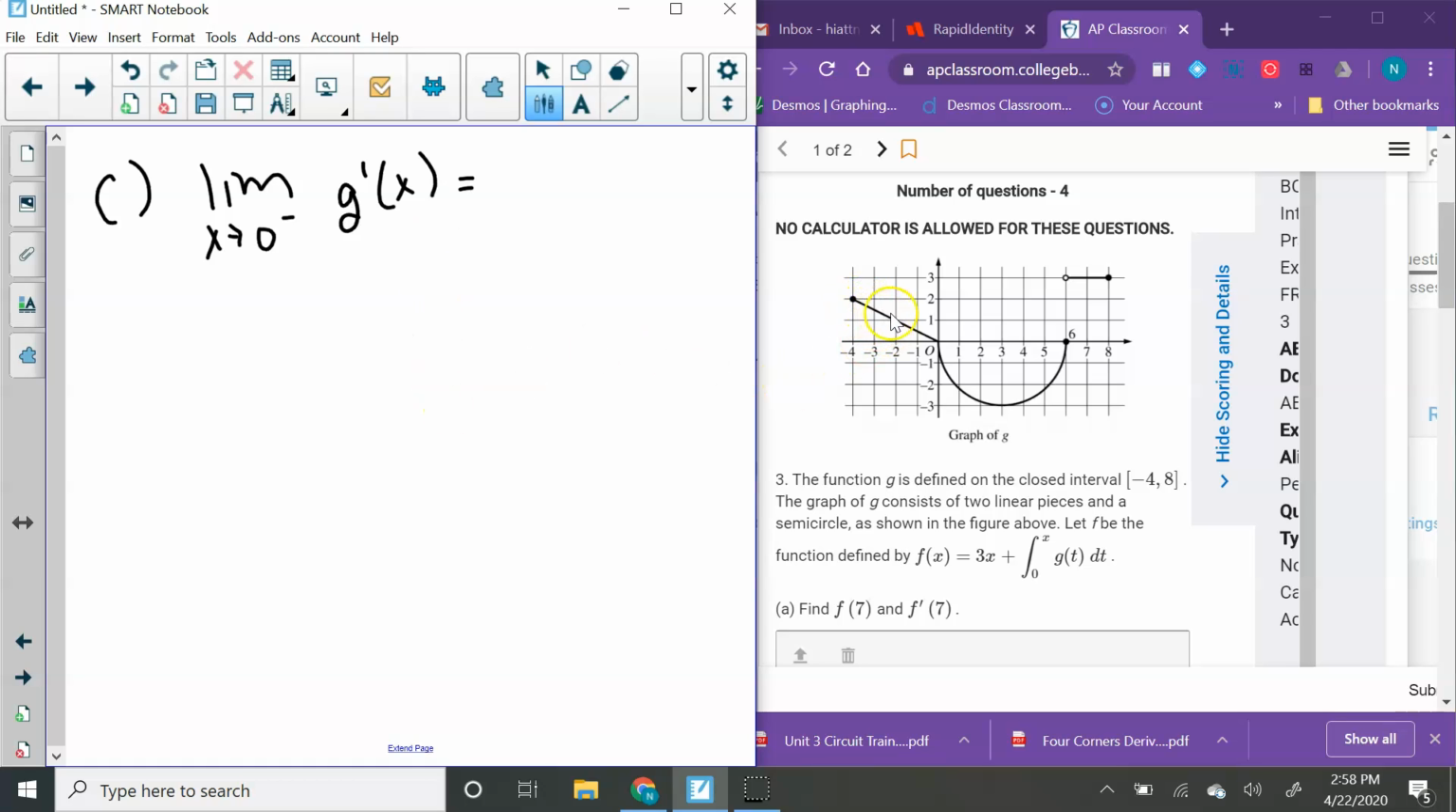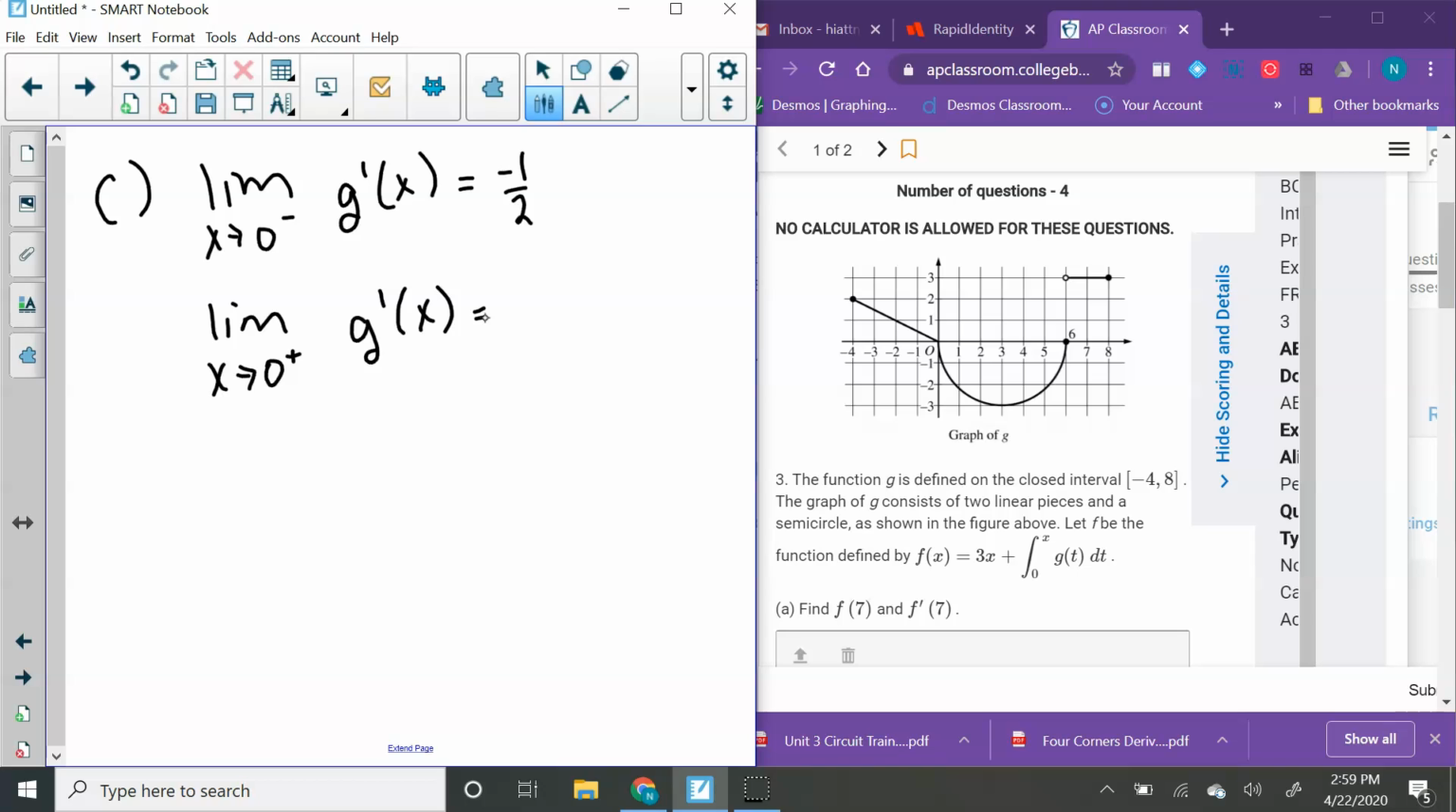So if we're looking at the slope from the left right here, then the slope from the left is going to be negative 1/2. So negative 1/2 is that slope. And all the way up to that point right there at 0, 0, the slope of that line is negative 1/2. So that limit as x approaches 0 from the left of g prime of x is negative 1/2. Now, we also have to consider the limit as x approaches 0 from the right of g prime of x.